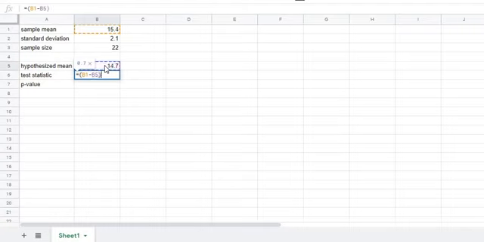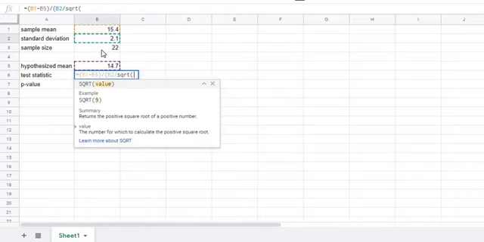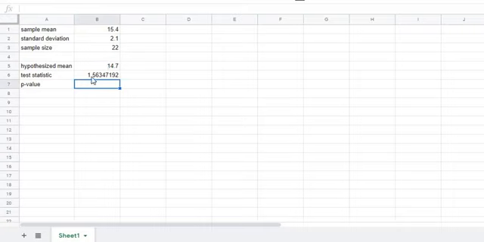We're going to enclose that in parentheses. Then we're going to divide it by, again, since the denominator includes a division sign, we're going to include that in parentheses. The standard deviation divided by the square root, and for the square root we would write SQRT, and then the sample size. Okay, so I find that my t-test statistic, or my standardized test statistic, is 1.56.